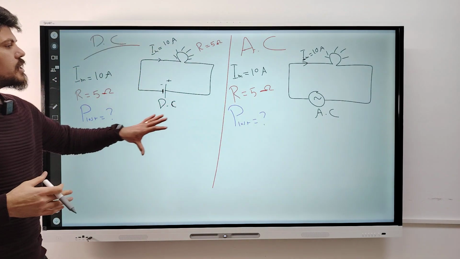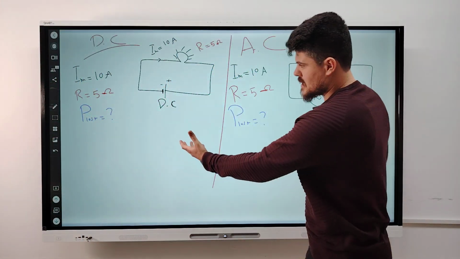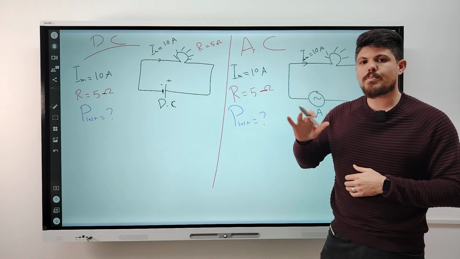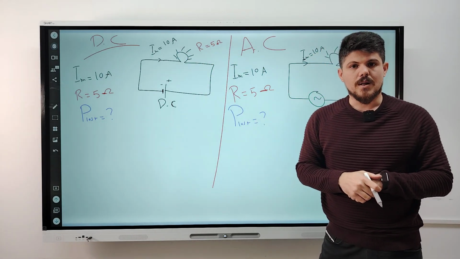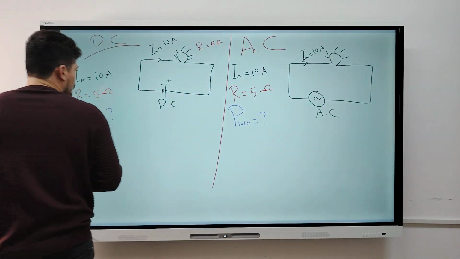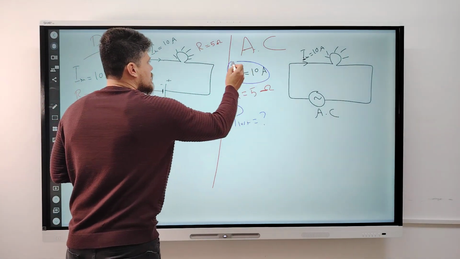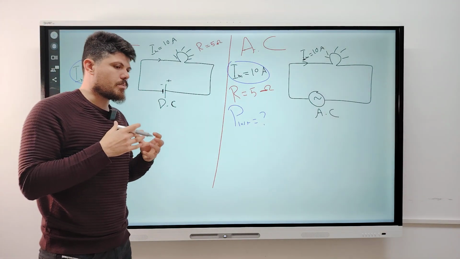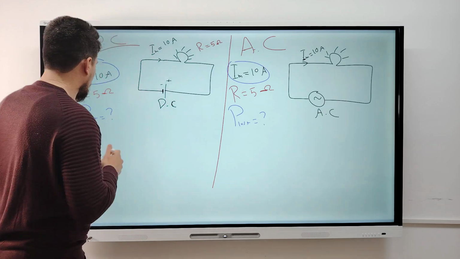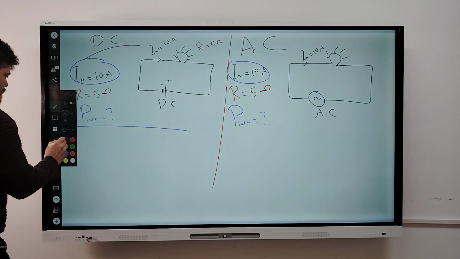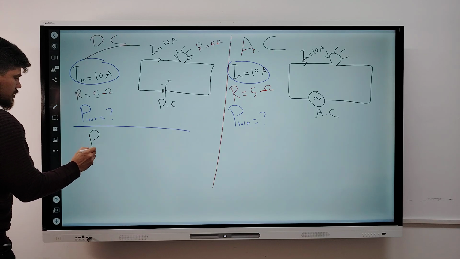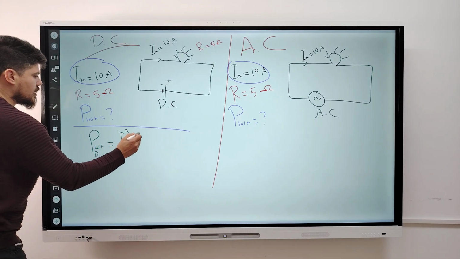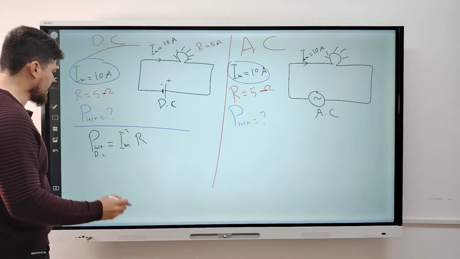In which of these two examples does more power dissipate in the resistor? More power will be lost through the resistor. We have to calculate. Both have the same maximum current, but I know the power in DC has more power dissipation than the power in AC. To calculate the power dissipation in DC source, P loss is equal to Im squared R.